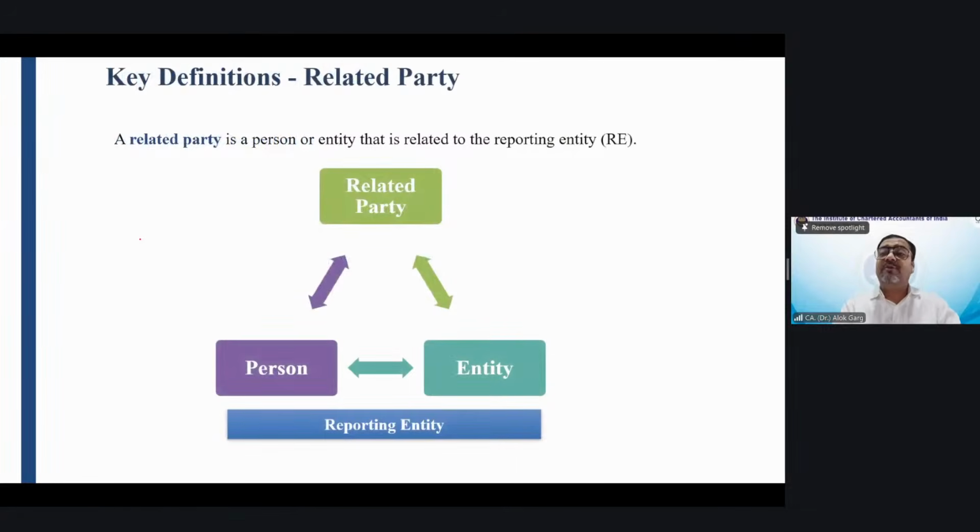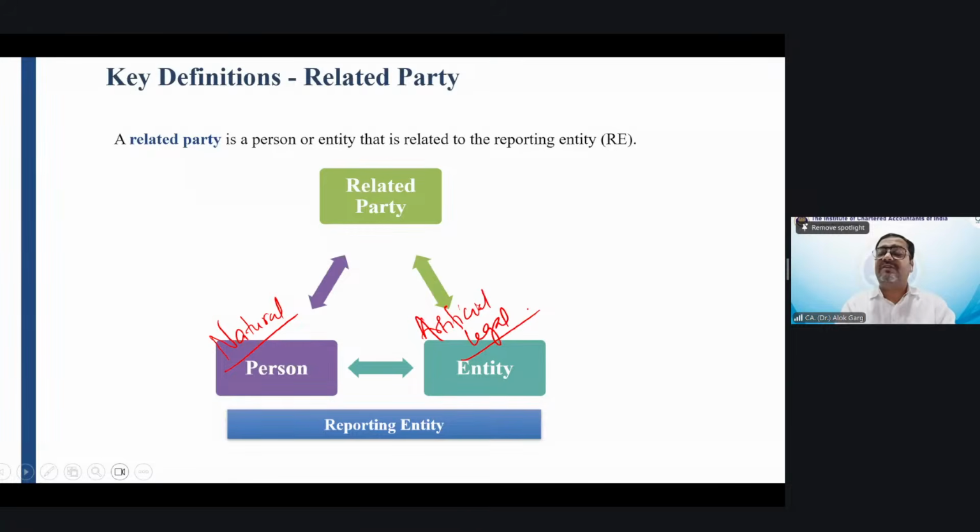Now let's come to the topic: who is a related party? Two kinds of persons can be a related party. Number one, a natural person. What is a natural person? Who can breathe, who can walk. A natural person means a human being. A human being can be a related party, or an artificial legal person.